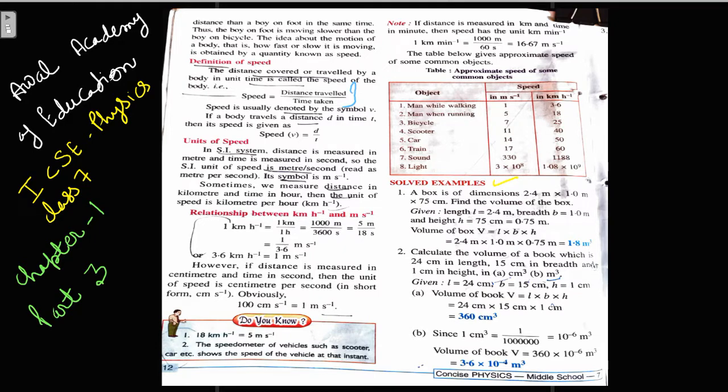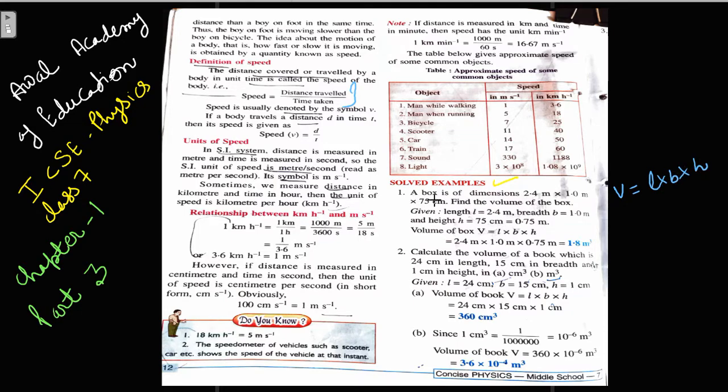Right, students? So now a box is of dimensions 2.4 meter into 1.0 meter into 75 centimeter. Find the volume. The box is in the shape of a cuboid, so volume would be V equal to volume of a cuboid. I have told you, length into breadth into height.